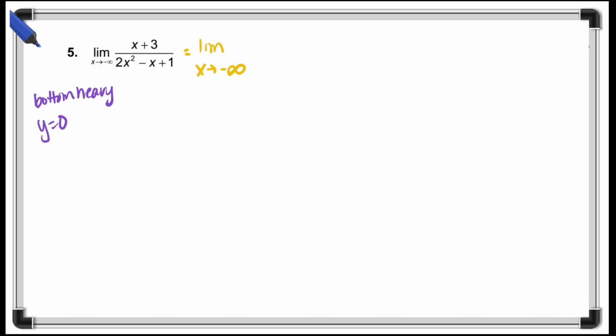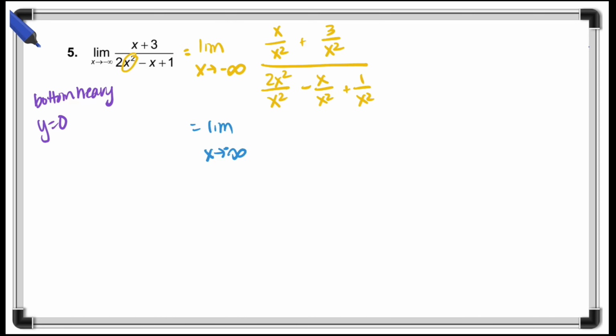We're going to divide every term by the highest degree in the denominator, that is the 2, the x squared. So we're going to take x over x squared plus 3 over x squared, and then divide that by x squared, every term gets divided by this x squared, and then 1 over x squared. As you simplify your limit here, as x approaches negative infinity, this will become 1 over x, and then this one will become 3 over x squared, divided by 2 minus 1 over x plus 1 over x squared.